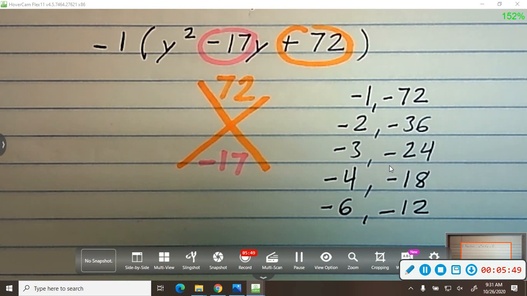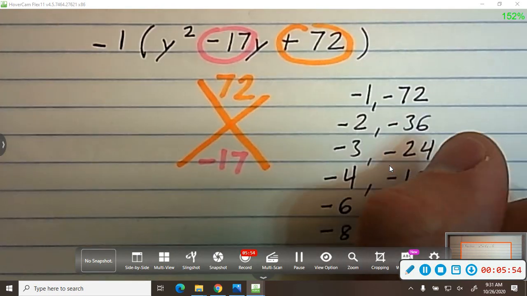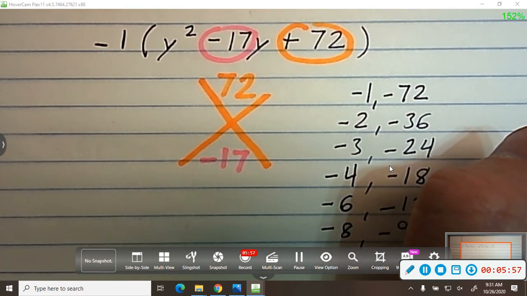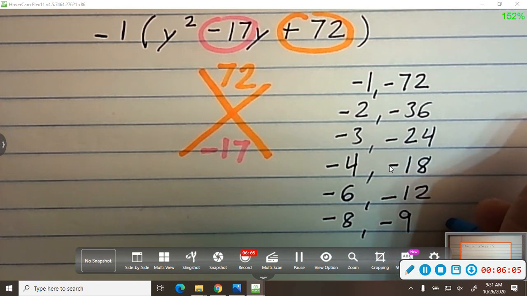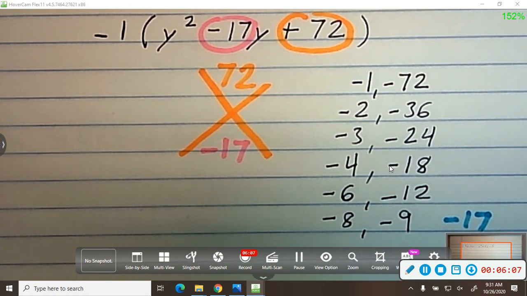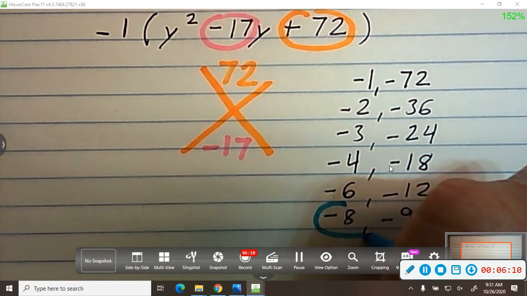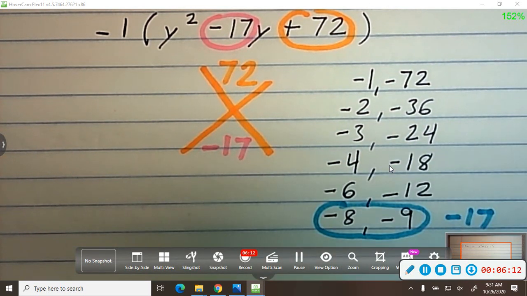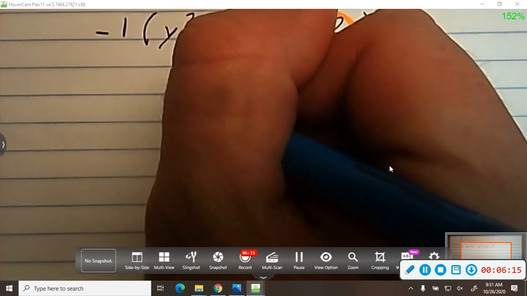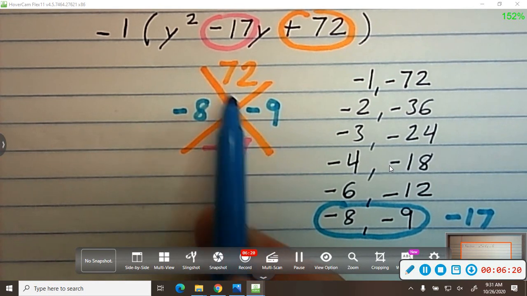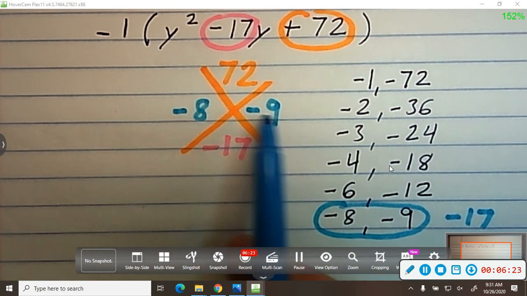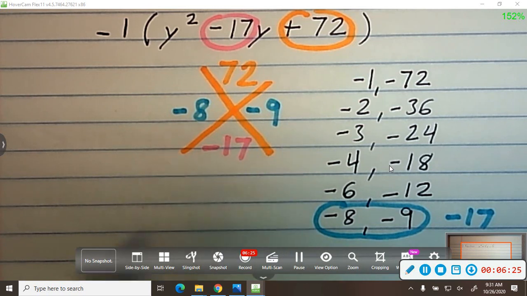7 does not. 8, negative 8 and negative 9. There we go. It took me a while, but I finally found it. The combination that adds to negative 17 is this one. So I put negative 8, negative 9. Negative 8 times negative 9 is positive 72. Negative 8 plus negative 9 is negative 17.